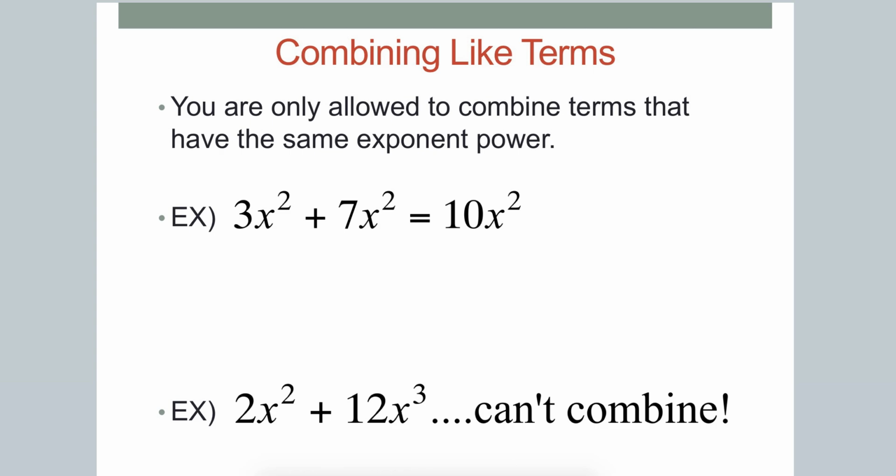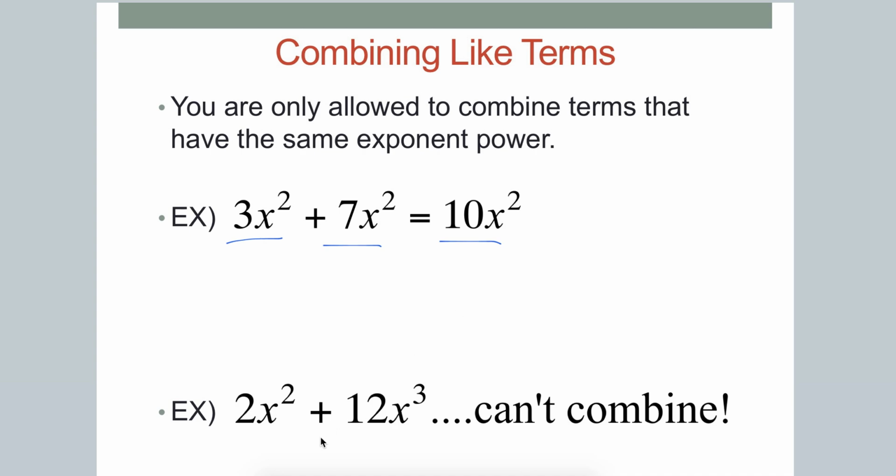Today we're going over combining like terms. So here's the first slide of notes. It says you're only allowed to combine terms that have the same exponent power. So for example, if you have 3x squared and 7x squared, then you can just look at the coefficients and add them up. So 3 and 7, and you get 10x squared.